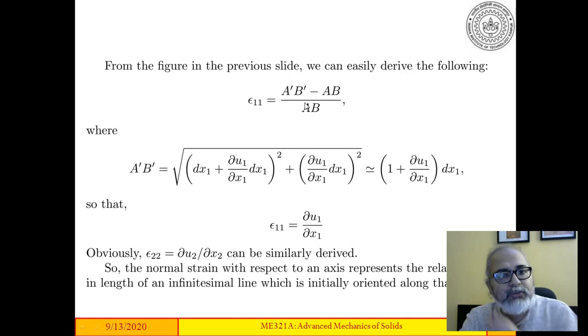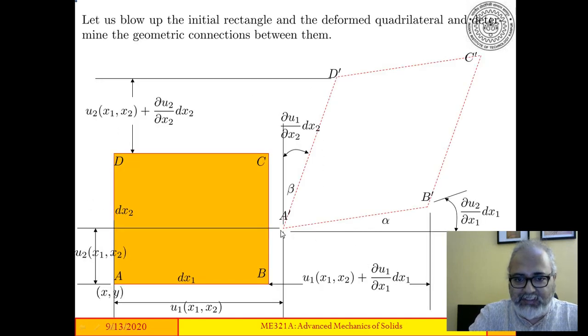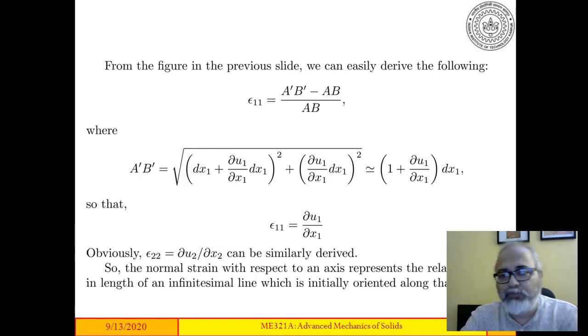Now let us try to see what is A prime B prime minus AB divided by AB. This is the changed length of AB, and this is the initial length of AB, which is equal to dx1. If you do this and you neglect the terms that contain squares of the displacement gradients, because displacement gradients, remember, are small, you would see that this quantity is simply equal to du1 dx1, which is our definition of epsilon 1 1.